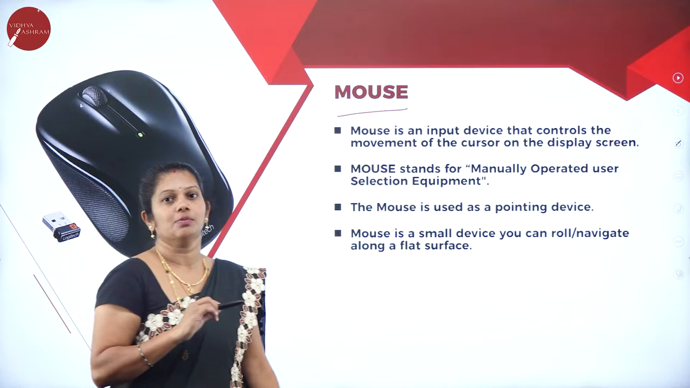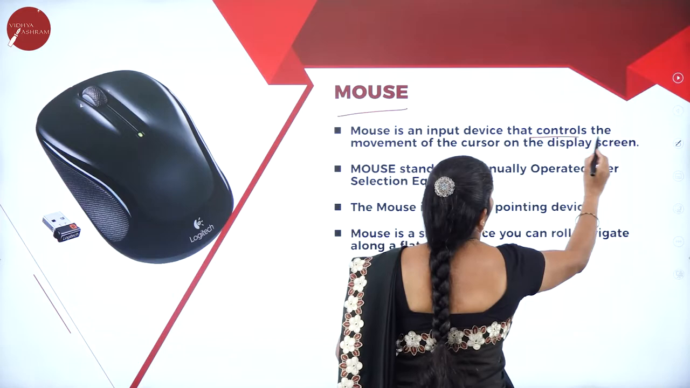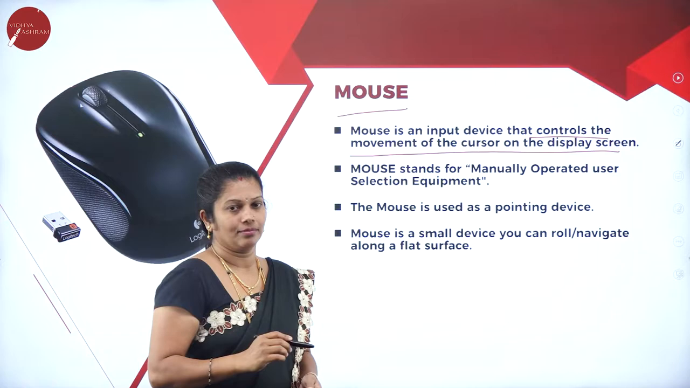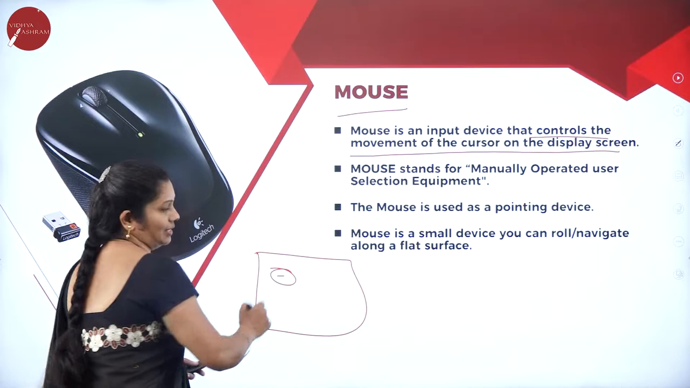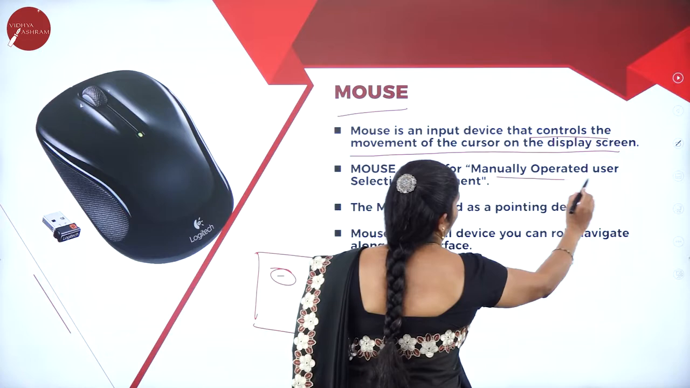Mouse is an input device that controls the movement of the cursor on the display screen. Let's consider this is your monitor. On this monitor, we have a cursor. That cursor, wherever you want, there you can drag. Mainly it controls the cursor on your monitor. Mouse stands for mechanically operated user selection equipment.